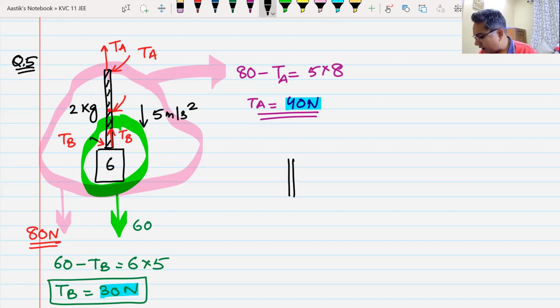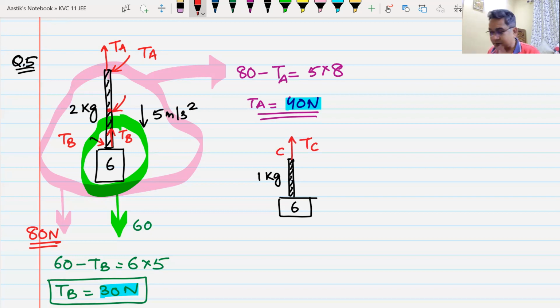You can draw half of the string and the block as one system. This is 6 kg. If half of the string is there, then the mass will be 1 kg. Yes or no? You can take this body as one system. Let me call this point C. Tension at point C is TC. What will be the total weight of this system? It would be 70 newtons. Yes or no, my dear friends?